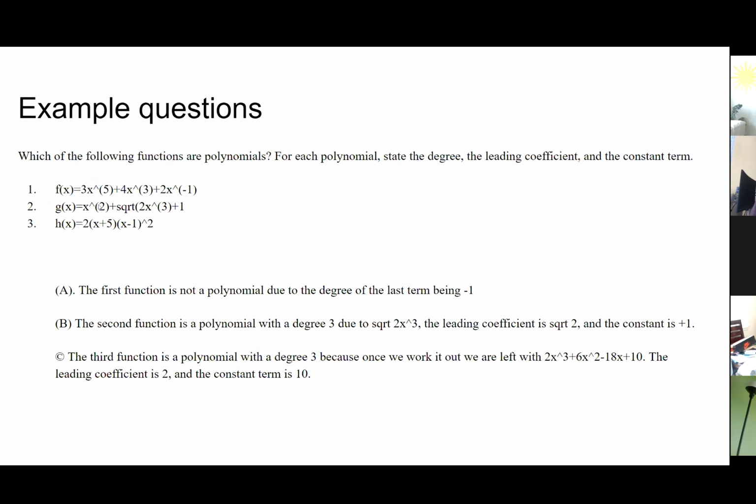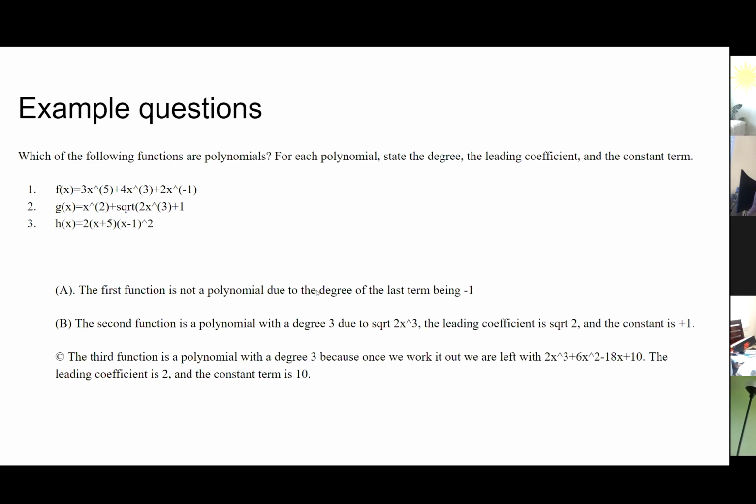Starting with that, what's important to look at is the last term, which is 2x to the negative 1 power. Since it's raised to the negative 1 power, this function is not a polynomial, basically due to the last term having the exponent negative 1. So we can't have any negative degrees in our function.